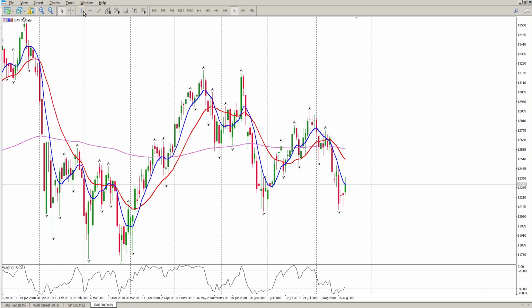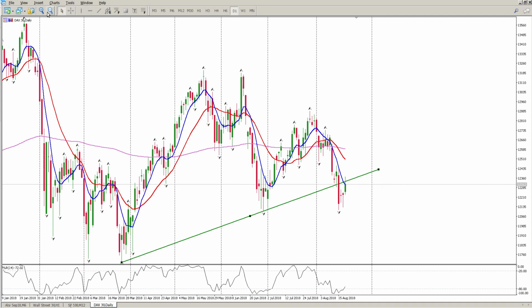Good morning, traders. So how do we trade the DAX this morning? First things first, I've just got the daily chart up, and this was the previous uptrend line, okay? And we have had a break of the trend line, and do we have a retest?